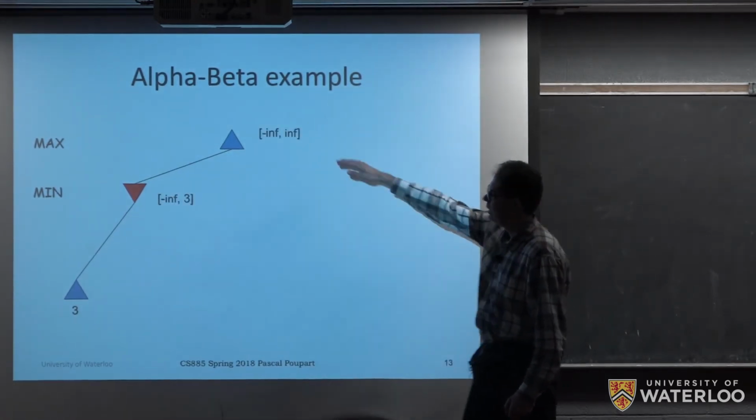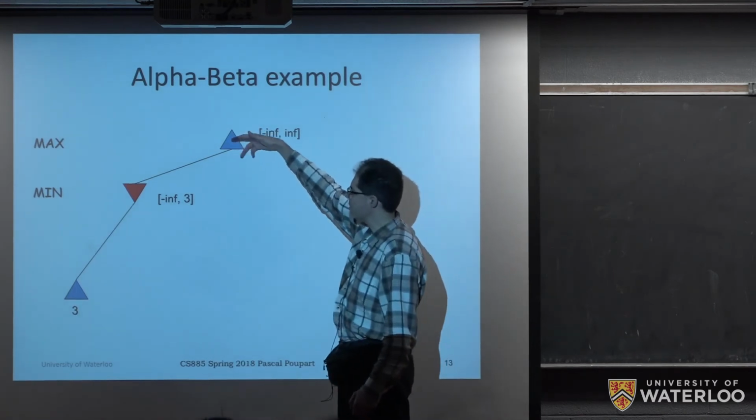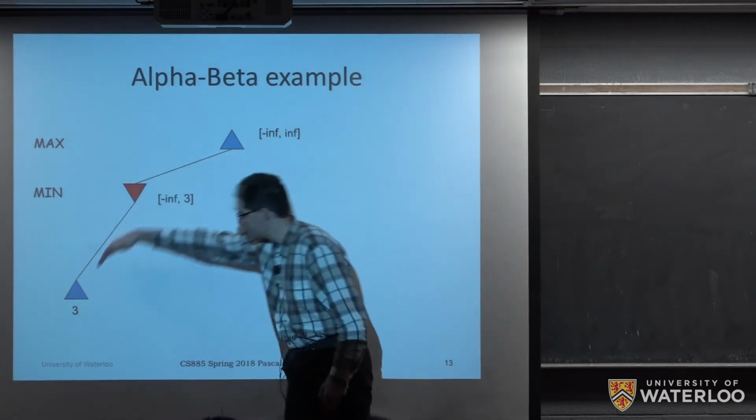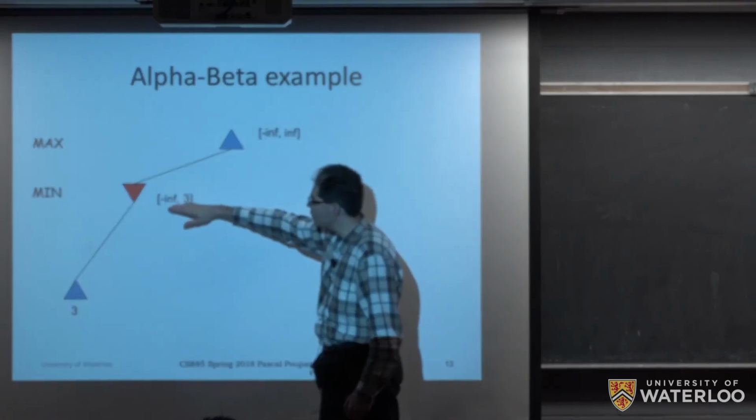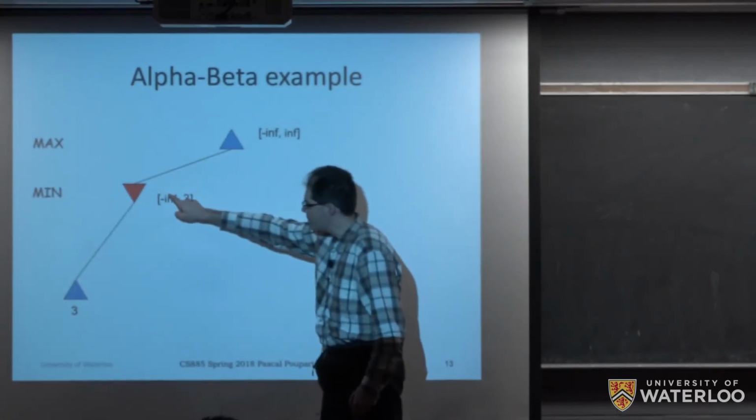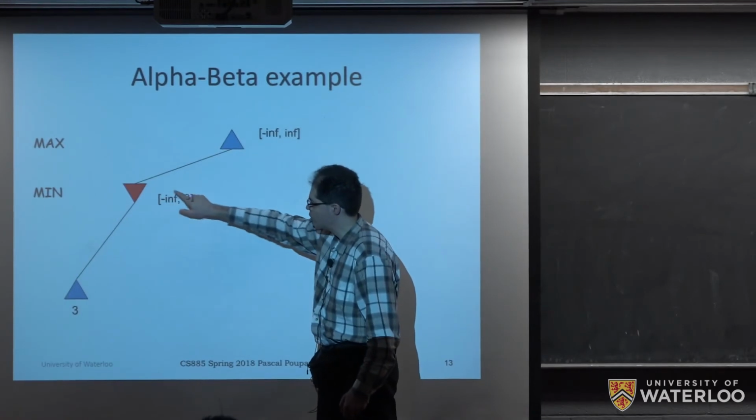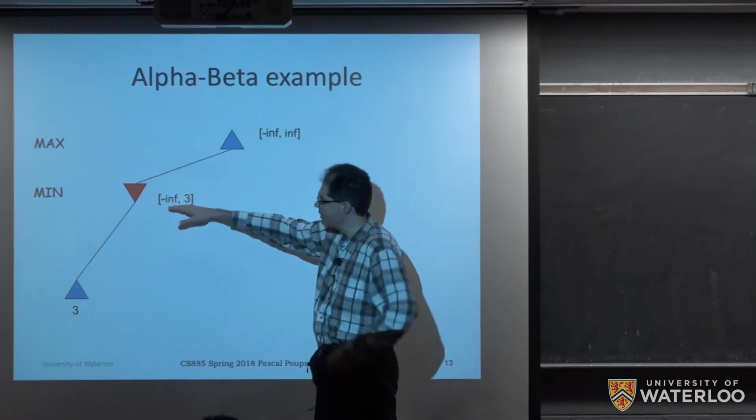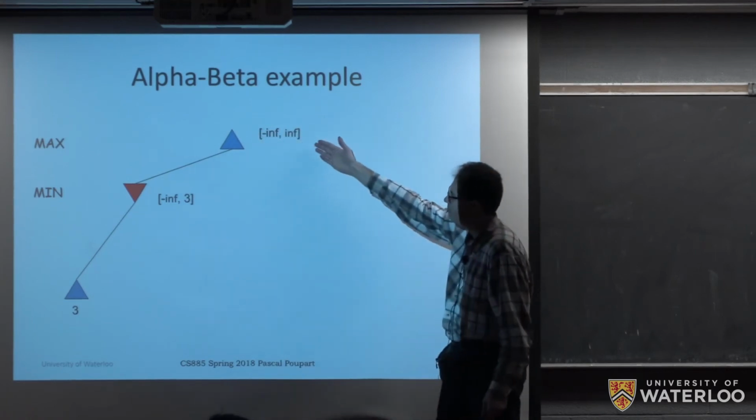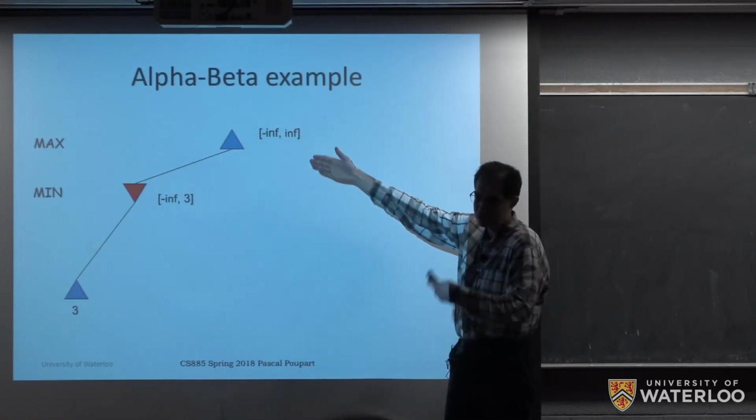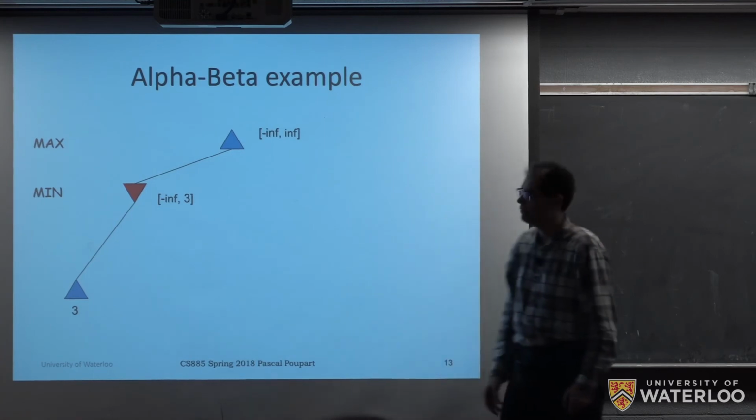Okay, and then Max here has only seen this branch. At this point, it doesn't know yet what min is going to choose, but because there's a lower bound of minus infinity, that's the minimum it might choose. So overall, it cannot really bound anything, so that's why the bounds are still minus infinity, plus infinity.